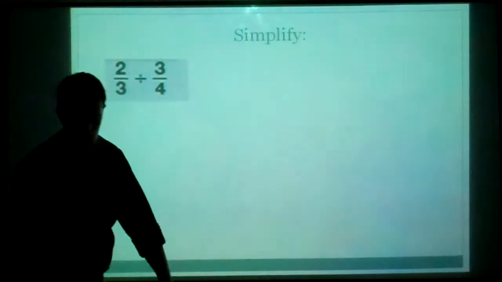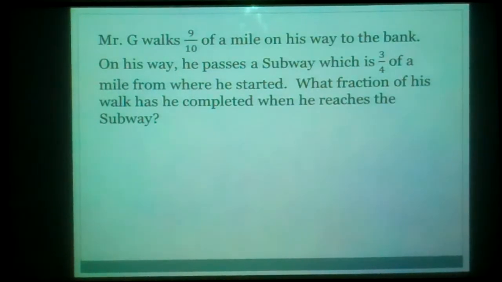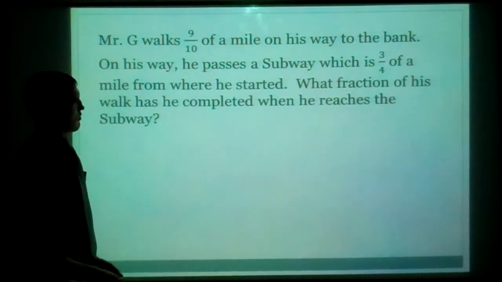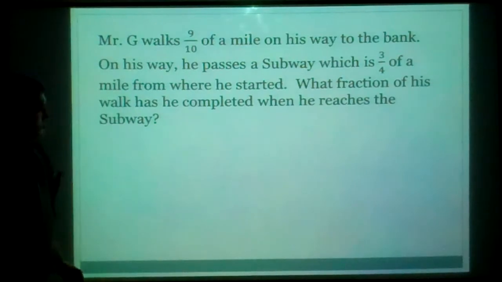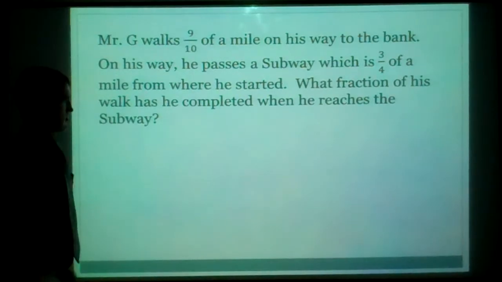That looks good. And I think I have one more example for us, and I believe it is a word problem. And it's about me. It says Mr. G walks 9/10 of a mile on his way to the bank. On his way, he passes a subway, which is 3/4 of a mile from where he started. What fraction of his walk has he completed when he reaches the subway? So my total travel distance is 9/10 of a mile. That's my total. And when I get to the subway, that's 3/4 of a mile from where I started. So what fraction of my total is that?